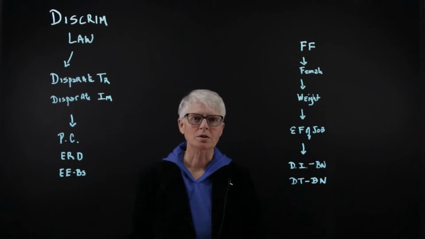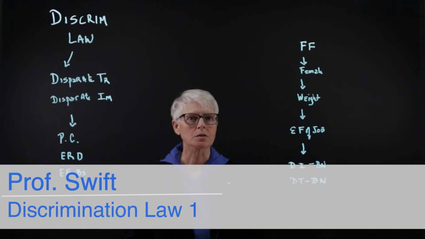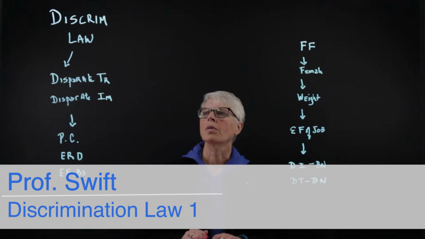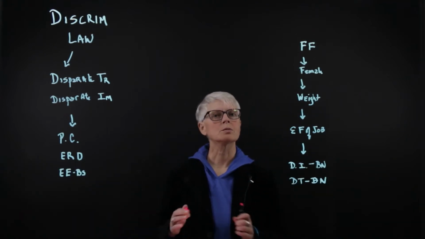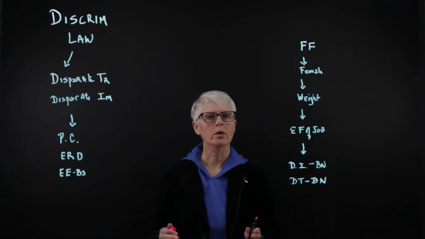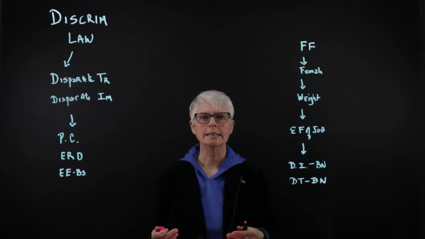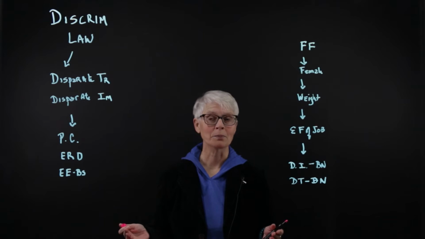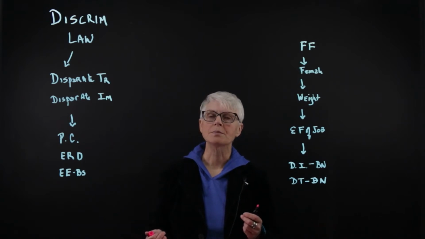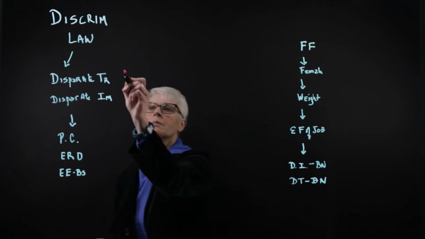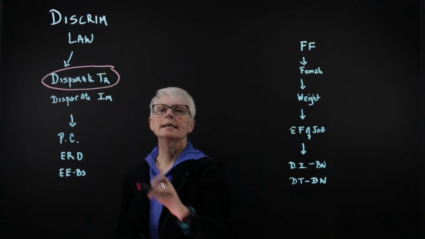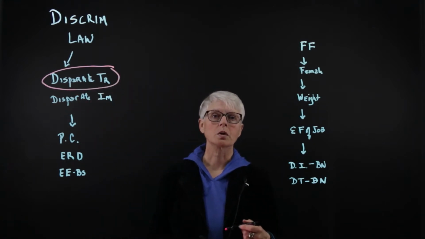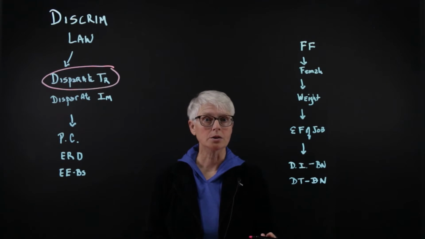Today we're going to talk about discrimination law. This will be basic discrimination law. What I want you to know first of all is that with all discrimination law, whether it be to protect people with disabilities, age, sex, race, or whatever, there are two types of discrimination. One is disparate treatment, which means that it's intentional. You discriminate against someone because of their age.